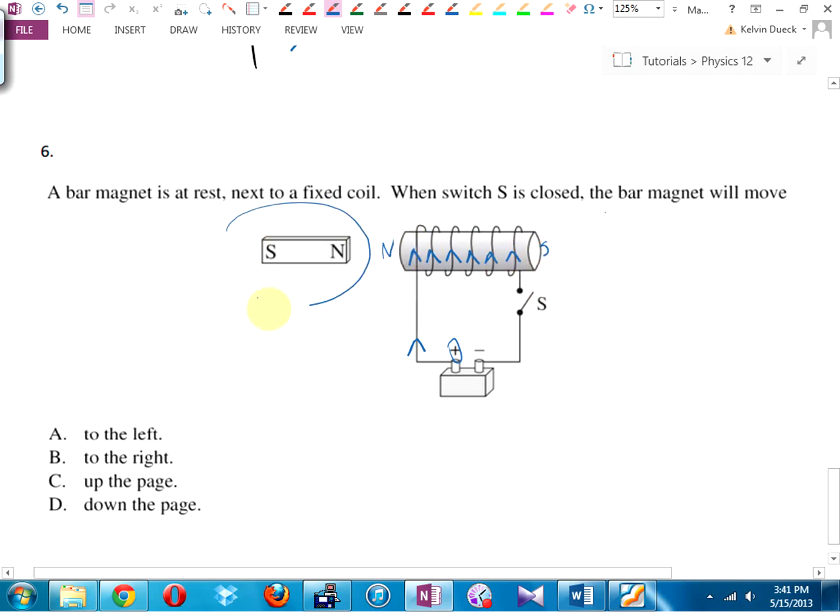Now, how will this magnet react? What will this north pole do? What direction will it move? It will be repelled. It will move to the left. Or if it was free to spin, it would spin around so that the south pole was close and the north pole was being repelled. They didn't say there was a thread here. It's not going to move up or down, I'll tell you that.